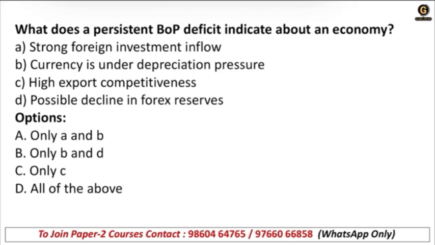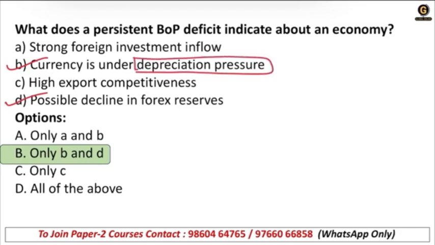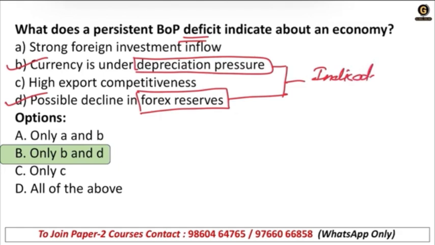Next, what does a persistent BOP deficit indicate about an economy? Strong foreign investment inflow, currency is under depreciation pressure, high export competitiveness, possible decline in forex reserves. Right answer is B and D. When currency is under depreciation pressure, that is one of the reasons to indicate the deficit. And possible decline in forex reserves, right? These are very important things to indicate the deficit.